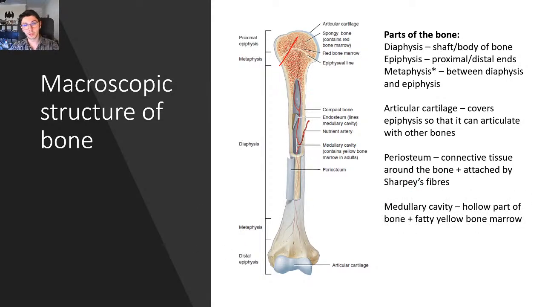We move on to the medullary cavity, which is this part here. So this here would be the medullary cavity. And what we find here is that it's the hollow part of the bone. You might find some fatty yellow bone marrow. And the main purpose of the medullary cavity is so that the bone is not as heavy and so that it is easier to lift.